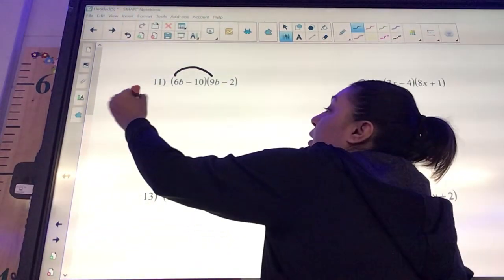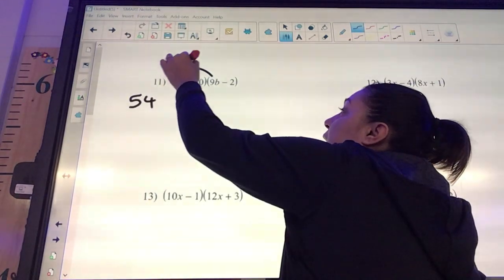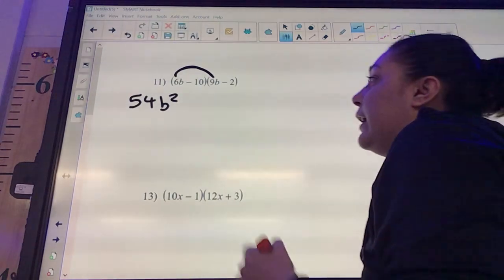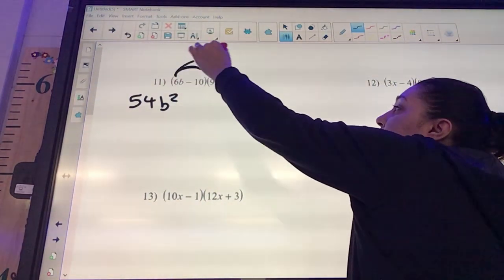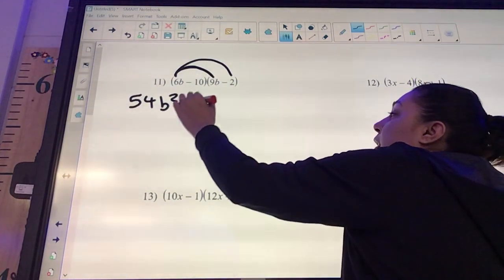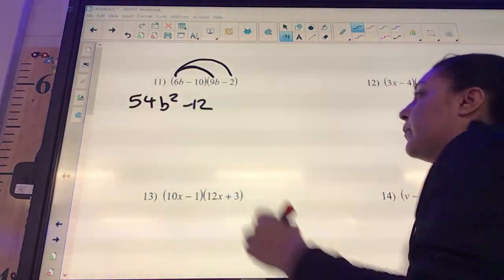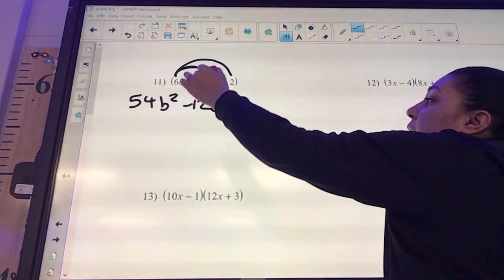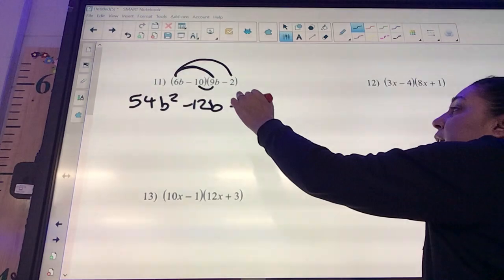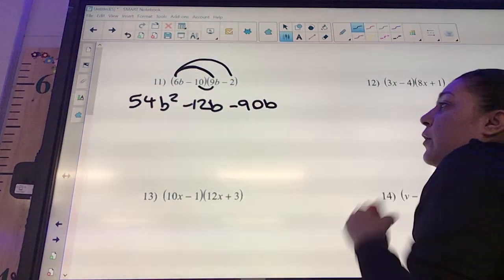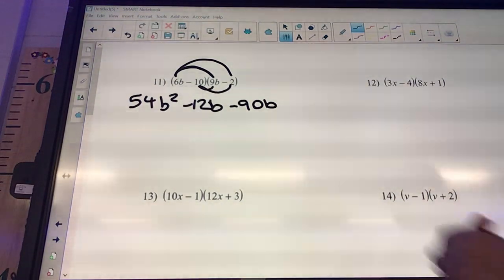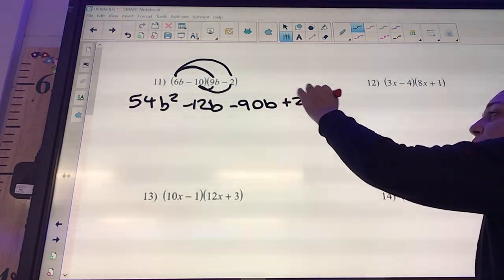54. And then we look at these and say, well, how many B's are from here to here? 2. So it's going to be B squared. Okay, and then we do the outer. So 6 times negative 2, negative 12. How many B's? 1. Okay, negative 10 times 9, negative 90. And there's 1 B. And then negative 10 times negative 2, positive 20.